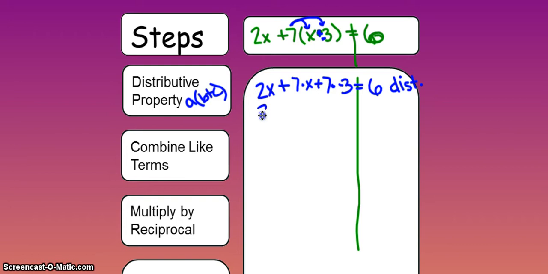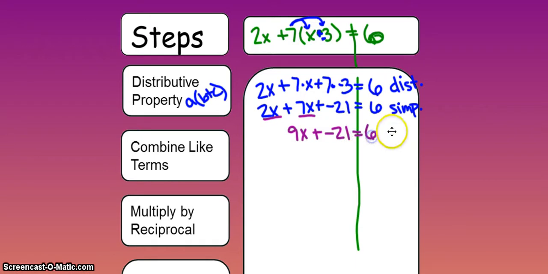We can simplify that by saying this is 2x plus 7x plus 7 times negative 3 is negative 21 equals 6. That's just simplifying. Can we combine like terms? Well, yes, we can. Look at those x's. 2x plus 7x ends up being 9x plus negative 21 equals 6. That we combined like terms, or CLT. Alright, now it's a two-step equation.